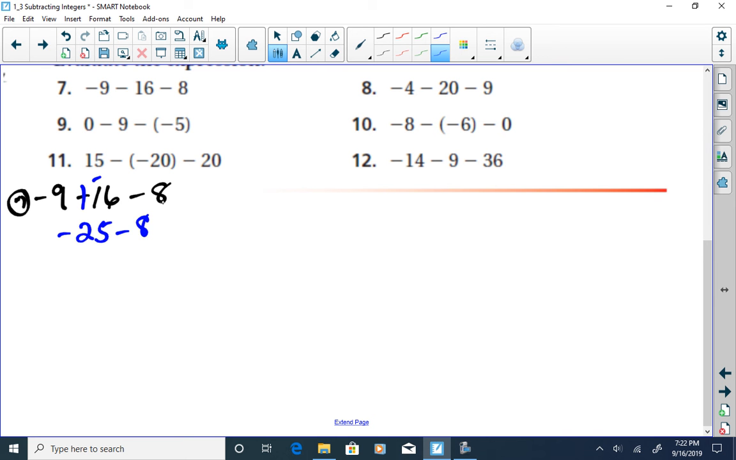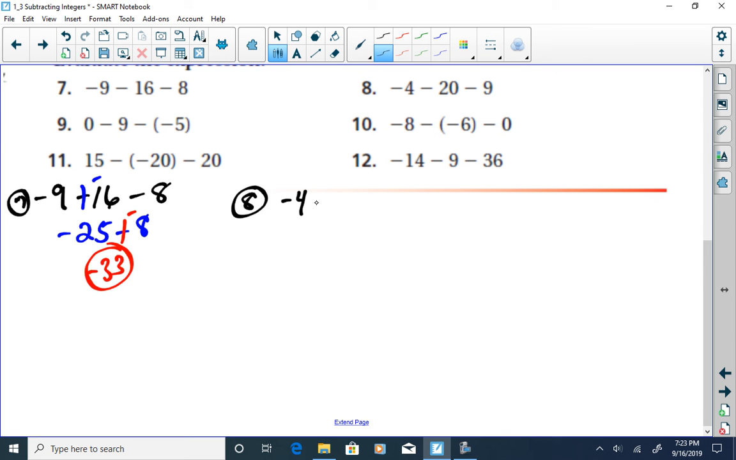But we recopy the minus 8. Once again, I want to use the additive inverse because I see subtraction. So we add the opposite, change the subtraction to addition, change the sign of the number that follows. We have negative 25 plus negative 8. It's going to be negative 33 for problem 7. All right. Problem 8. I'll just do it here.